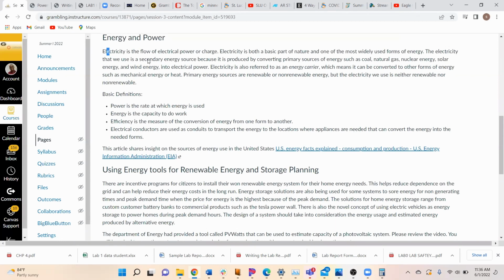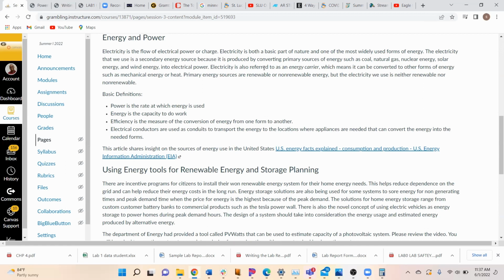So I have a short write-up here for you. Electricity is the flow of electrical power or charge. Electricity is both a part of basic nature and one of the most widely used forms of energy. The electricity that we use is a secondary source because it is produced by converting primary sources of energy such as coal, natural gas, nuclear energy, solar energy, and wind energy into electrical power.